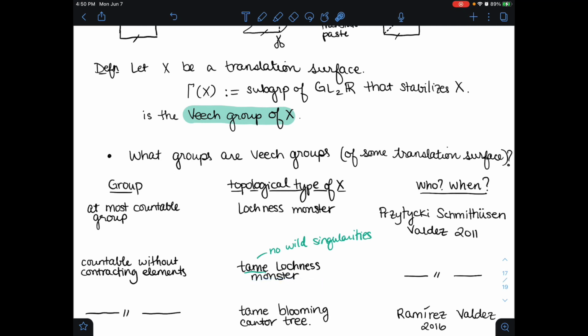That means a Loch Ness Monster with a translation structure that has no wild singularities, with this group as its Veech group. Okay, and this is the same group of people found this. Now suppose you have the same type of group, countable with no contracting elements. It's also possible to find a tame blooming Cantor tree with a translation structure for which this is the Veech group. And this is a result of Ramirez and Valdez in 2016.